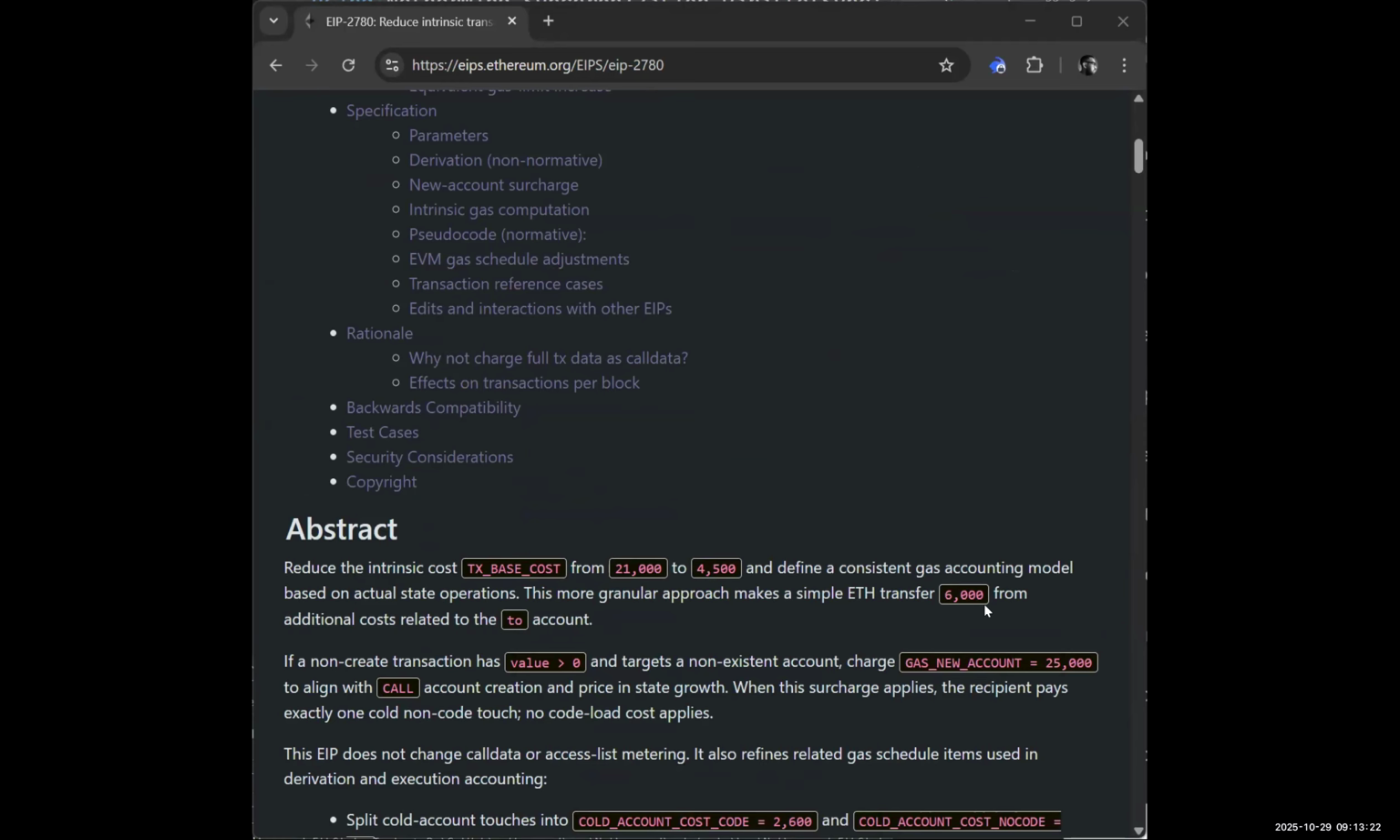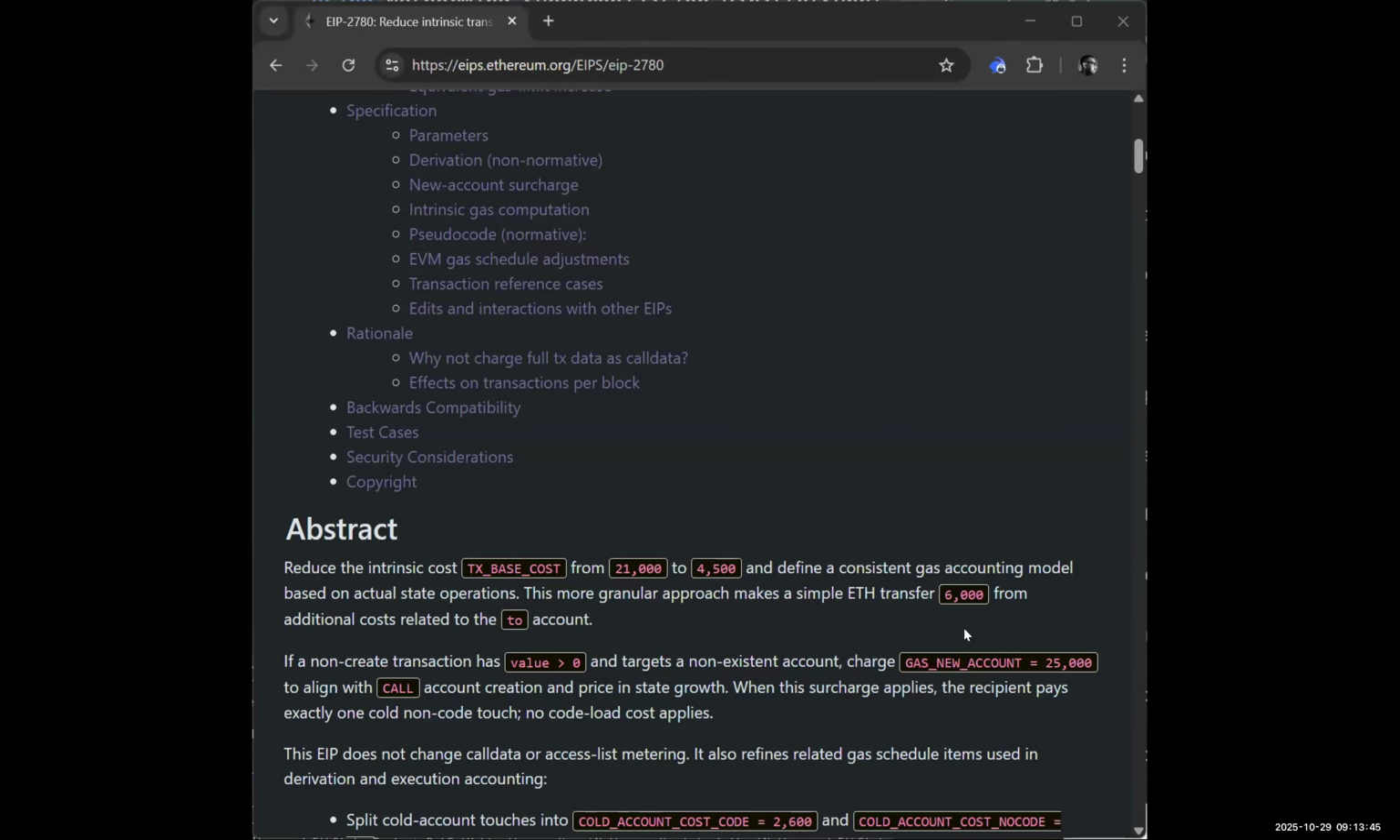Also, there's a weird gap which might be factored into the 21,000 gas at the moment, where you can create an account as part of that initial transaction, and it's no different. You aren't charged any extra than if you don't create an account in that transaction. So this harmonizes that with core.